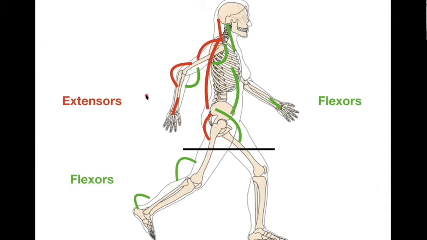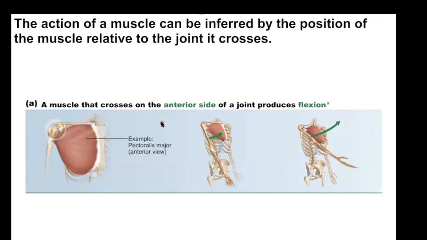And then the same goes true below the knee. All your knee and ankle extensors, and this is called dorsiflexion, are going to be on the anterior surface. So your quads right here are spanning the anterior surface of your knee. They're knee extenders. This is a big principle, and if you have that down, it goes a long way in understanding and not having to memorize. Once you've learned roughly the position of that muscle around the joint, then you're going to know what its action is at that joint. Okay, so muscles crossing the anterior side produce flexion.